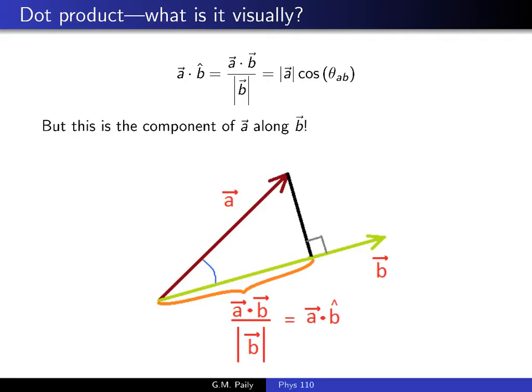Once we realize that this is the angle theta between A and B, we realize that this length is in fact A cosine theta. Magnitude of vector A being the hypotenuse, this being the adjacent side, with the angle theta between them. So this is A cosine theta. But that is exactly A dot B hat.